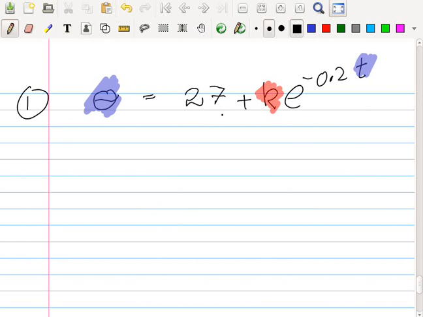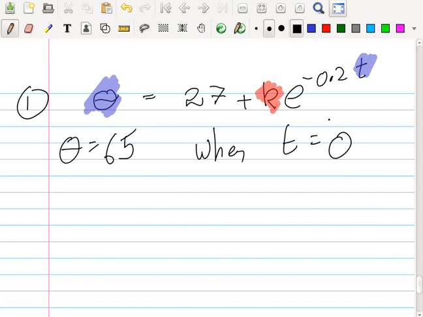So you can rewrite it, but what you'll do first is it says initially the temperature is 65. So that means the temperature is 65 when t equals 0. Because initially means at the beginning. So if I plug these into this, I get 65 equals 27 plus k e to the power of minus 0.2t. Oh, sorry. There you go.